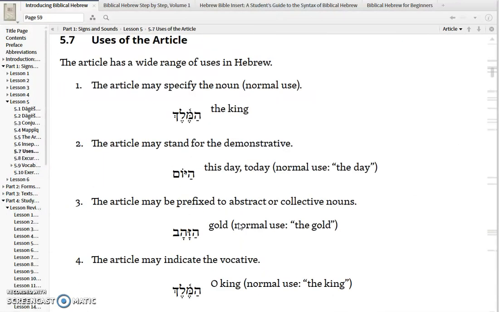A little bit on the use of the article. The article may signify the noun, the king, as opposed to somebody else. The article could serve as the functional equivalent of a demonstrative. You have that particularly with time. The day, hayom, in context can mean this day or today. Hayom is either the day, but it can also be this day or today.